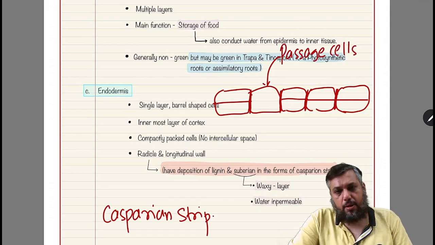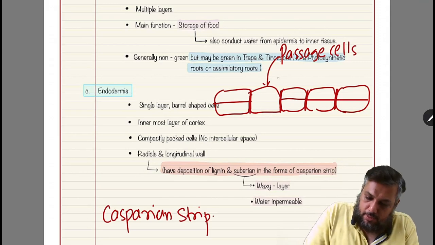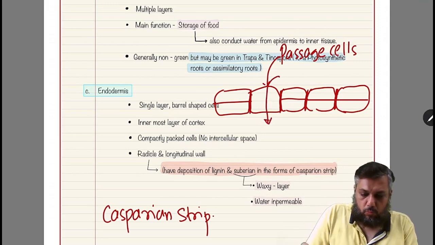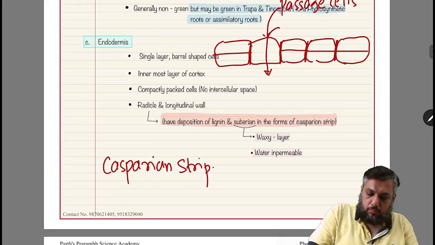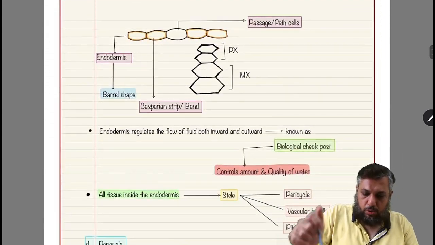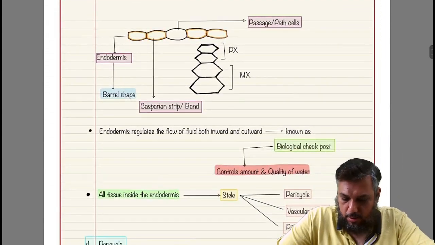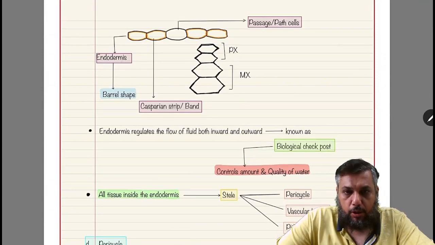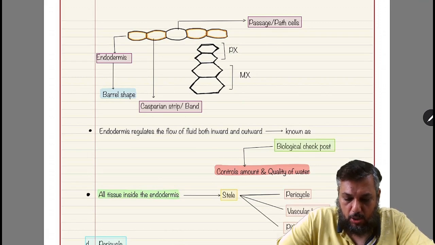Such cells are called passage cells, because through these passage cells there will be movement of water. Here we have shown those passage cells. Here there is endodermis, which is barrel shaped, and there is Casparian strip. Some cells which are missing that are called passage cells. If you see the protoxylem, it is towards the periphery, so it is an exarch condition.